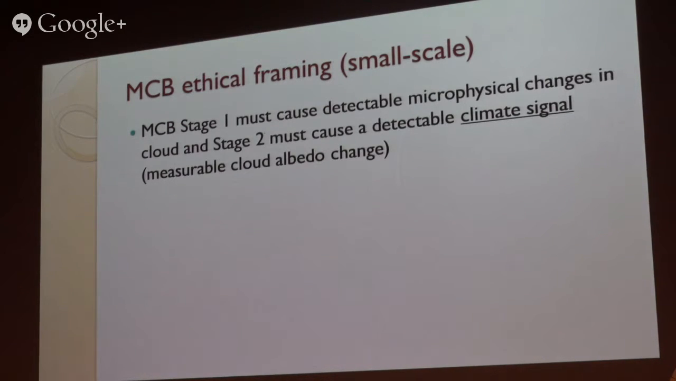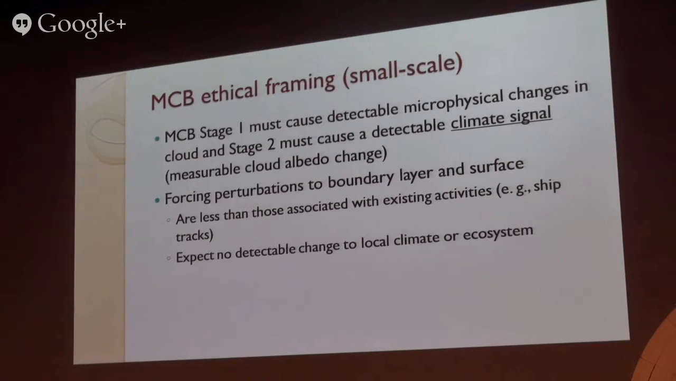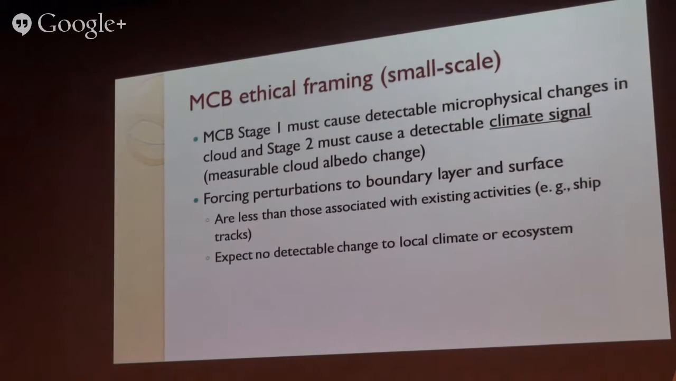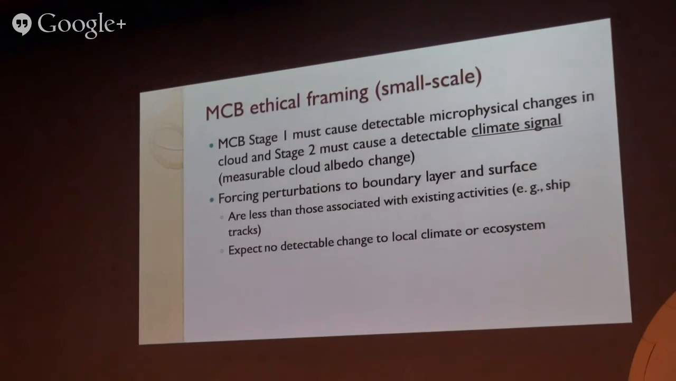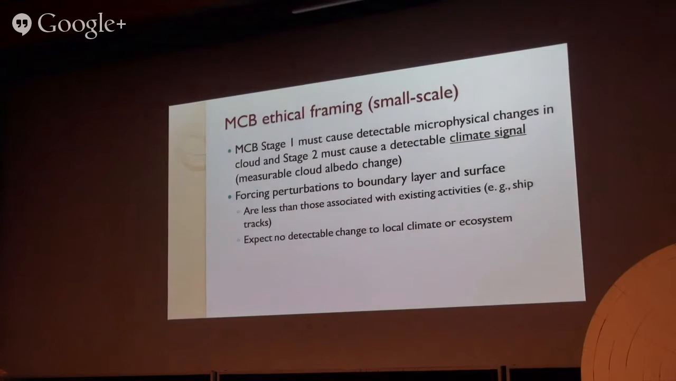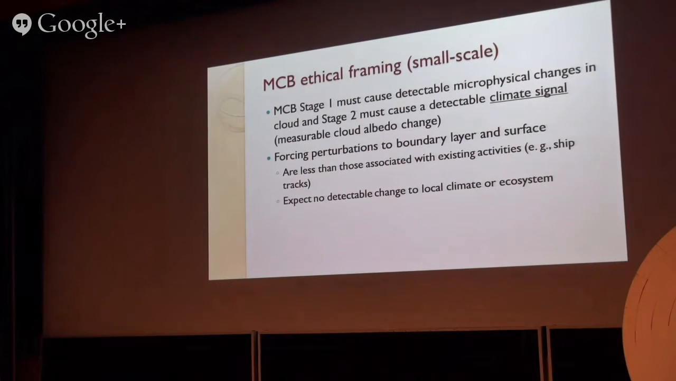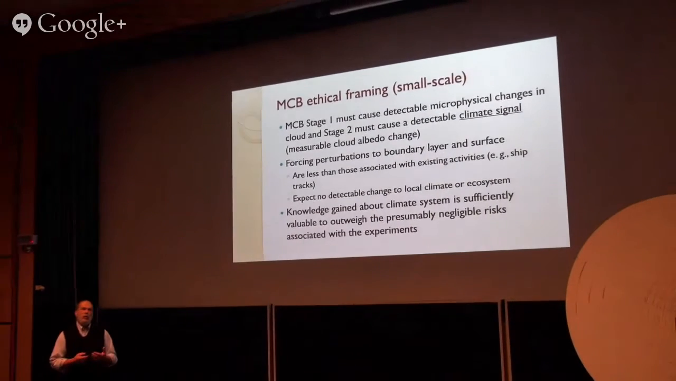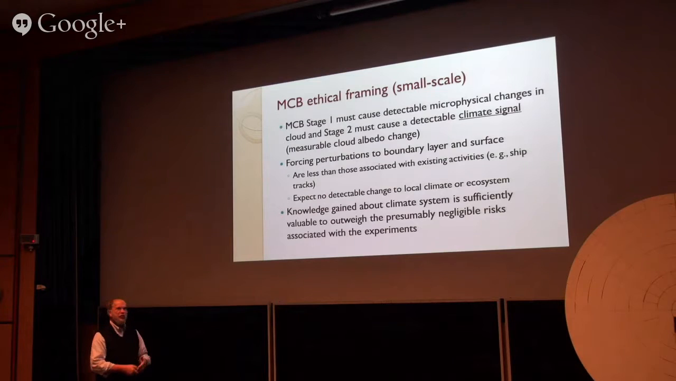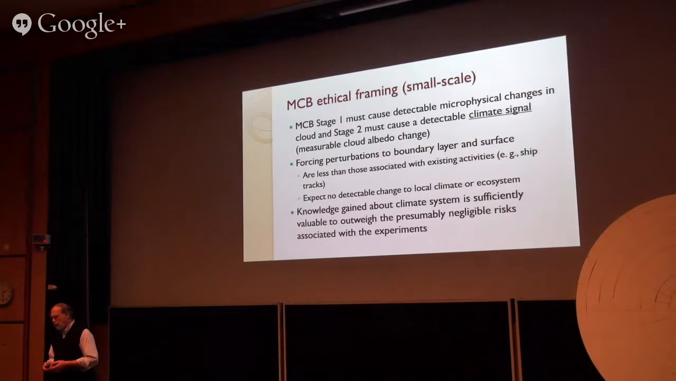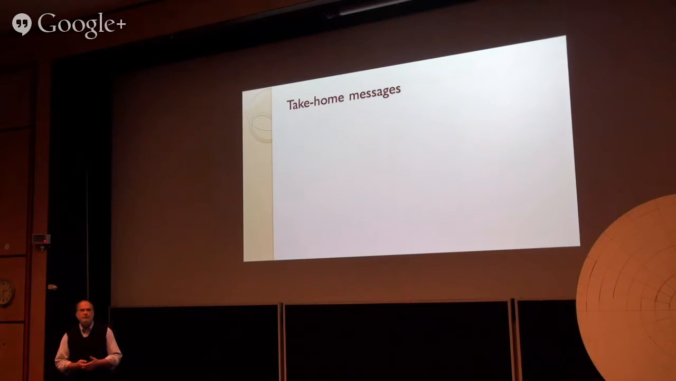So, just in terms of the framing of the marine cloud brightening, I want to point out that stage one must cause detectable microphysical changes in the cloud. If they're not happening, then we're not doing the job. Stage two must cause a detectable climate signal. You can actually measure a cloud albedo change. These forcing perturbations, however, associated with this to the boundary layer and the surface, in other words, the pushing on the cloud, are very small. They are less than what are associated with typical ship tracks right now, and therefore we expect no detectable change to the local climate or ecosystem. So, in some sense, my ethical friends go, the knowledge gained about the climate system, the benefit of this experiment, far outweighs any possible, presumably negligible risk. So, go ahead and do it.